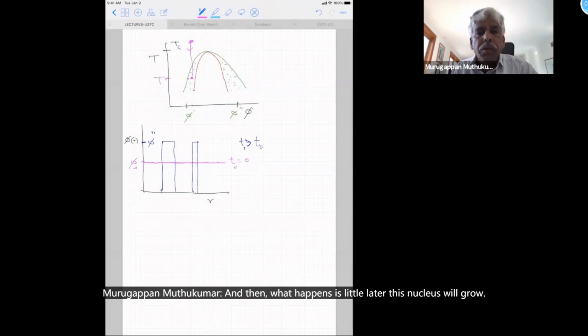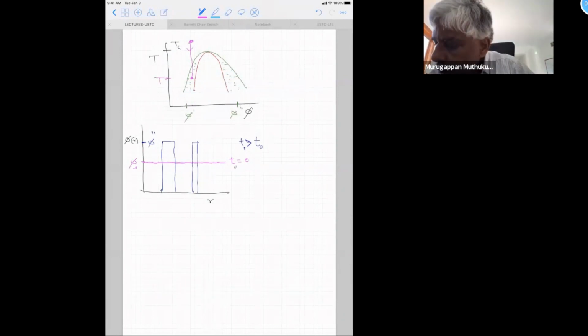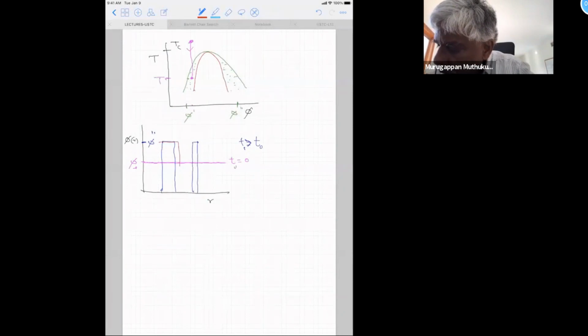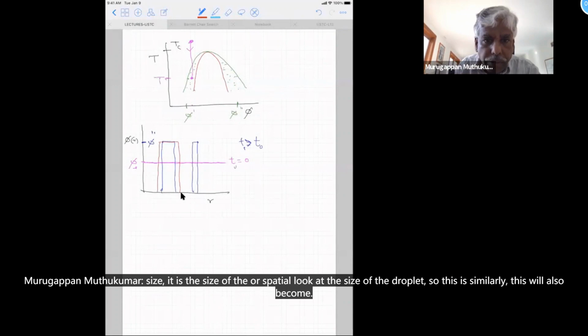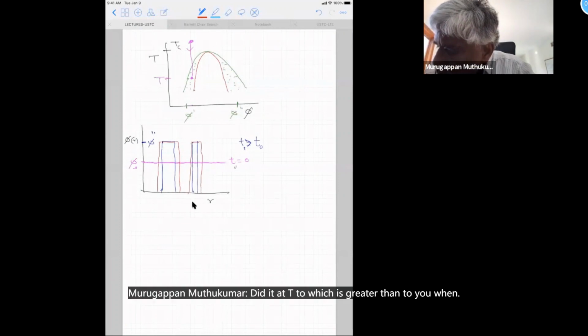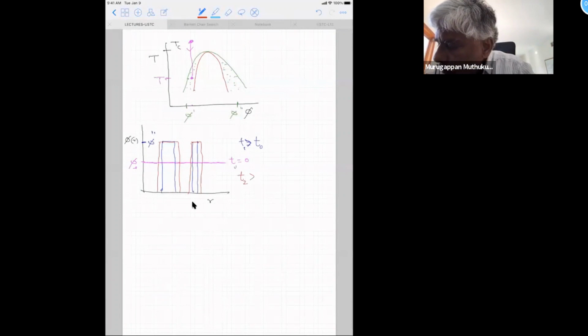Okay. And then what happens is, a little later, this nucleus will grow. This nucleus will become bigger, like that. See, this is the size, the size R, spatial, the size of the droplet. Similarly, this will also become bigger. This is at T2, which is greater than T1.